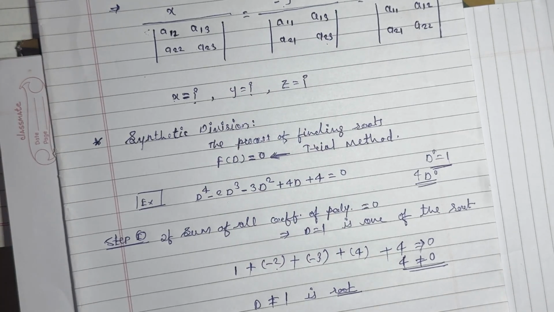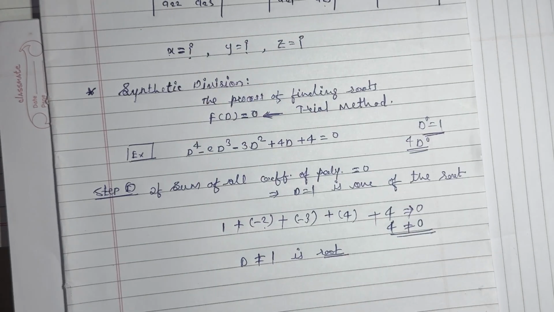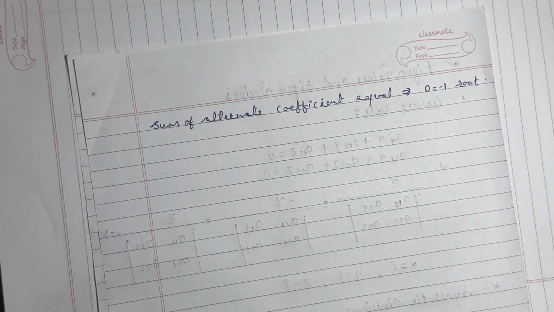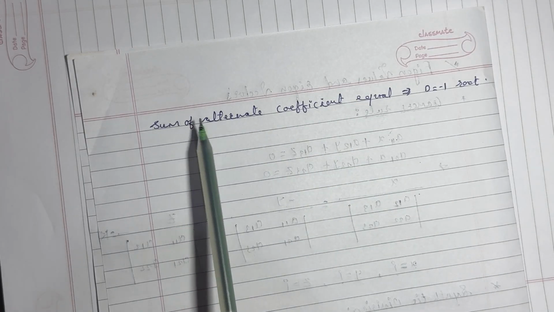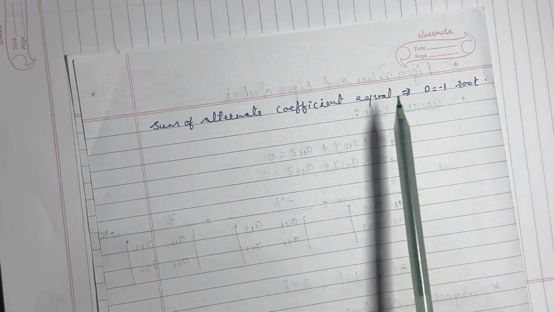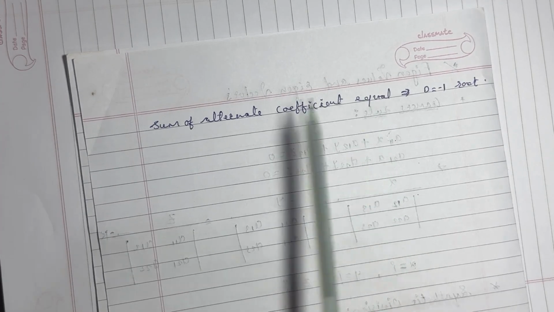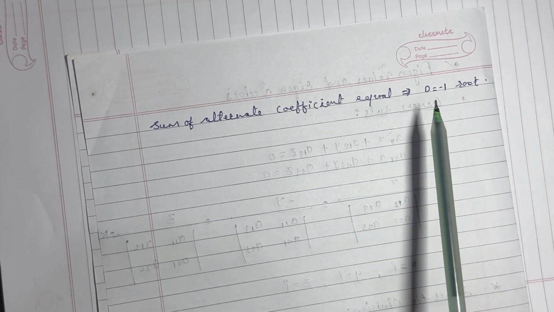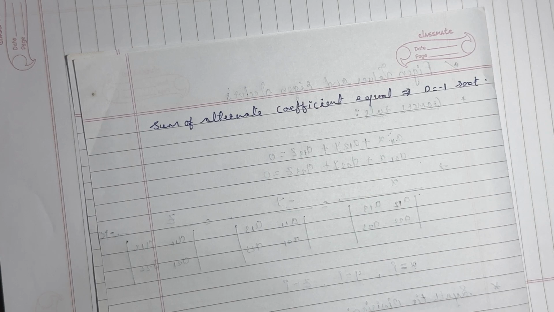Obviously d is not equal to 1 is one of the root, okay. Yes, so if d is not equal to 1, we cannot define one of the root, so we have one more property. Our next step here: if the sum of alternate coefficients are equal, then d equal to -1 is one of the root, okay.